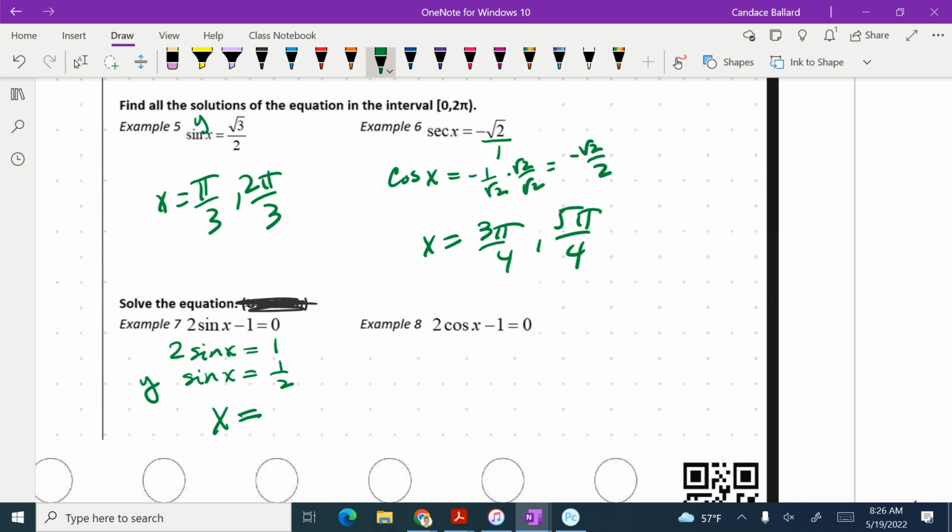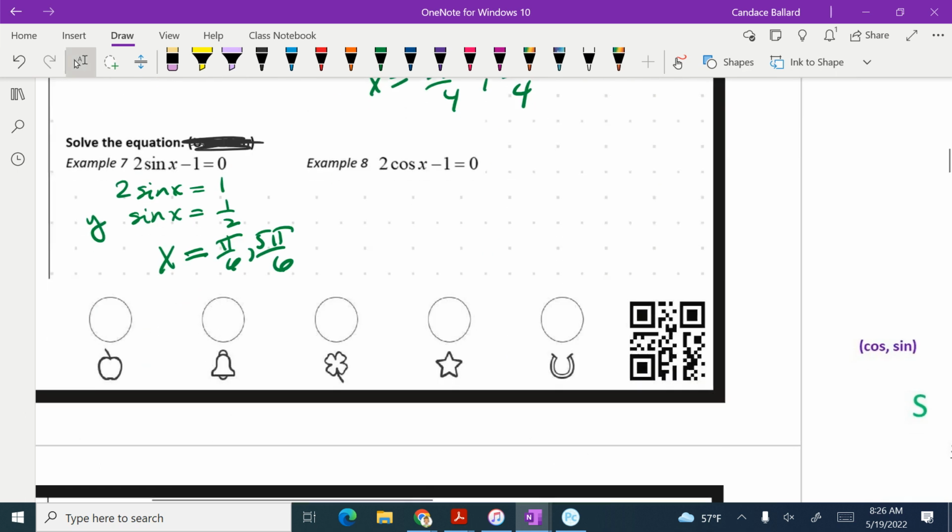Okay, what do we get? You guys have gotten really good at the unit circle. Good job. All right. I want you to try example 8 on your own. You can do it. It's almost identical to what we just did.